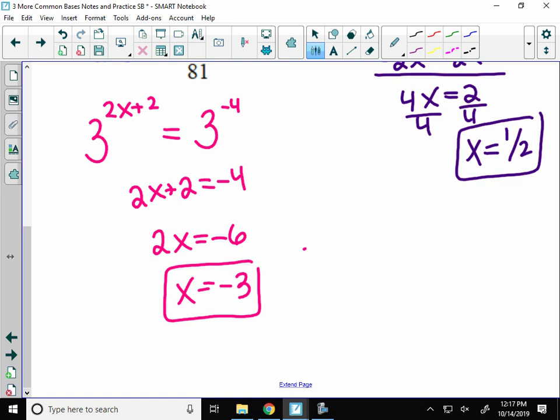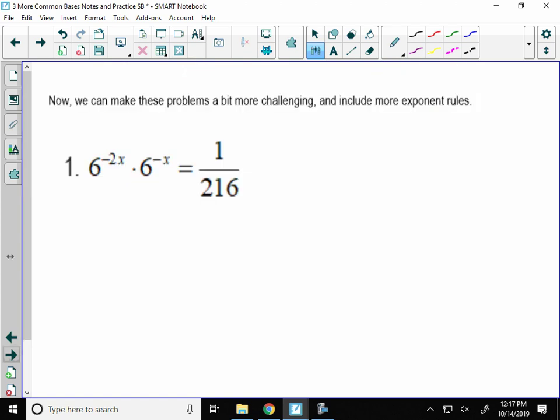Okay. So we only used 2 different exponent rules. We use the negative exponent, and we use power to a power. The next few examples will include more rules, all right? And just ones that we have to be careful about.